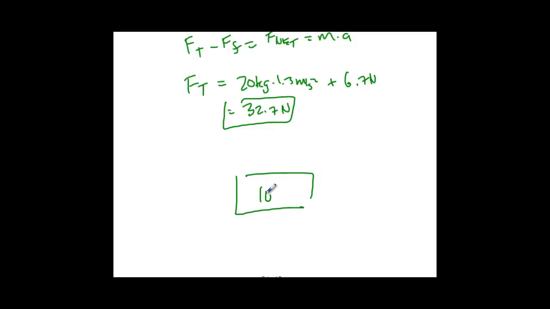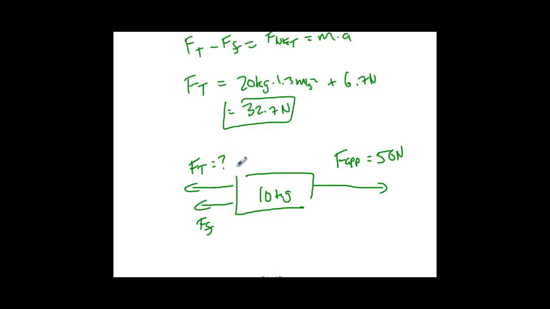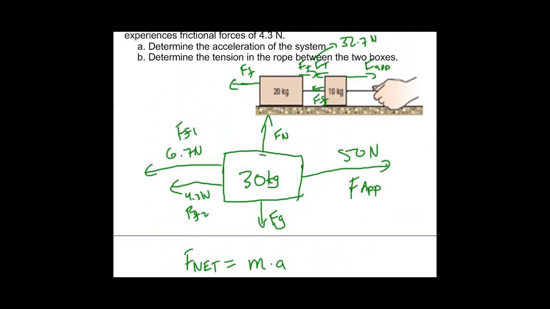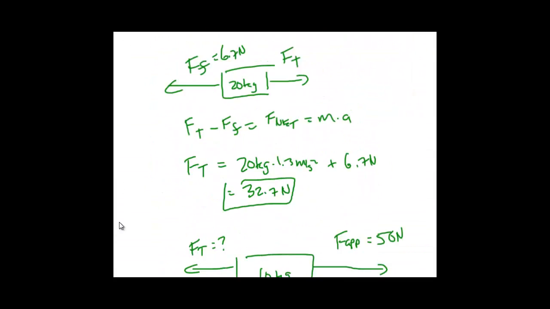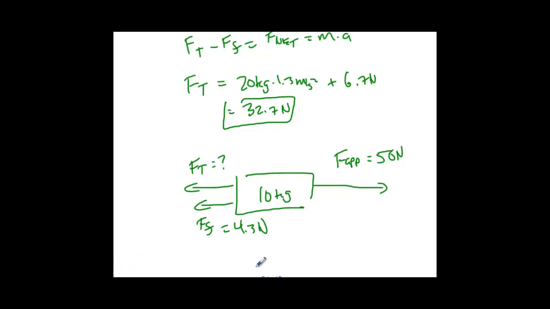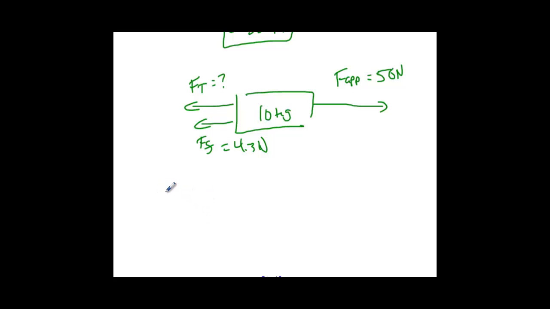For the other box, the first box was the 10 kilogram box, and it has three forces. There was an applied force of 50 newtons. It's getting pulled backwards by some tension in the rope on the other box, and it's also getting pulled backwards by some friction. And this we're looking for. I expect it to be 32.7. The friction force on this box is a little lower. They must have different frictions, obviously. 4.3 newtons. So let's solve.